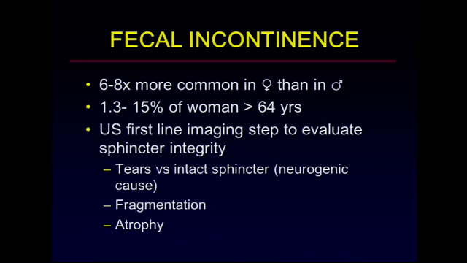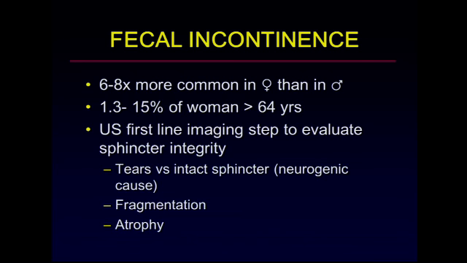So patients usually present to us for evaluation of the anal sphincter because of fecal incontinence. Fecal incontinence is approximately 6 to 8 times more common in women than in men, and it's estimated in the United States that somewhere between 1 and 15% of all women over the age of 64 years have some degree of fecal incontinence. And it is my opinion, and I hope to convince you today, that ultrasound should be considered the first-line imaging modality of choice to evaluate sphincter integrity.